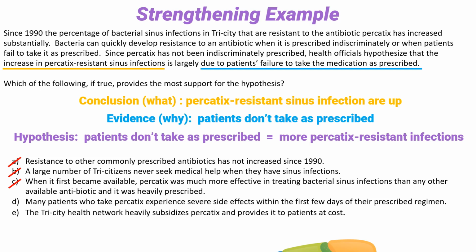What about D? Well, you know what? D is a possibility. So apparently a lot of patients get very severe side effects earlier in their treatment. That could totally cause them not to keep taking it. That would be a reasonable reason why they wouldn't take it as prescribed. We'll keep D around. What about E? Well, E doesn't really help us. E basically says that percatix is cheap. Well, that's great, but we need a reason why patients might not take it as prescribed. The only answer choice that gives us a reasonable reason why patients might not take it as prescribed is D. D is our answer.